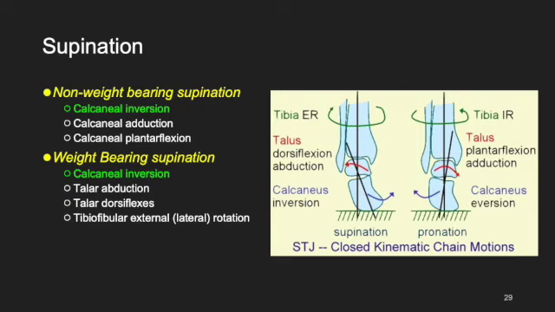When I'm weight bearing, what happens is that I have calcaneal inversion, talar abduction, talar dorsiflexion, and tibiofibular external rotation. I'm going to do a couple videos on this to make sure we can drive that concept home. But understand what's happening weight bearing and non-weight bearing, because as we start moving into concepts like the gait cycle, we're going to have to understand what motions are happening when I'm non-weight bearing, things like the swing phase of gait, and when I'm weight bearing, things like the stance phase of gait.